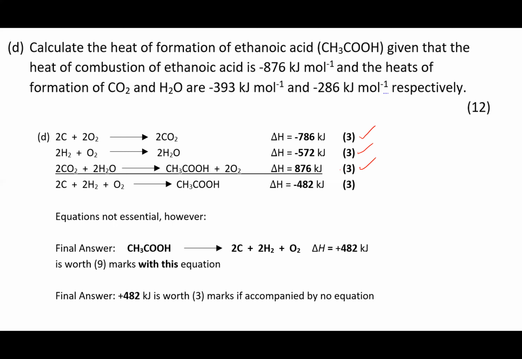So the equations are not essential. However, having this as your final answer is worth 9 marks with that equation, which is the reversal of the formation of ethanoic acid. The final answer is worth 3 marks if it's accompanied by no equation. All right, so there's your option. That's where you get the sign wrong for it.